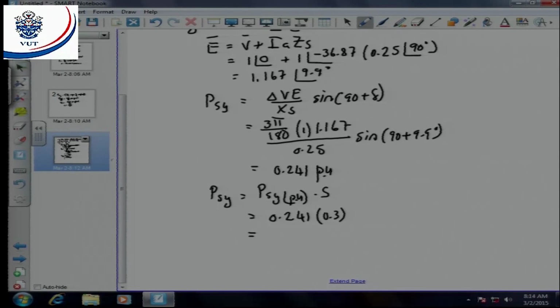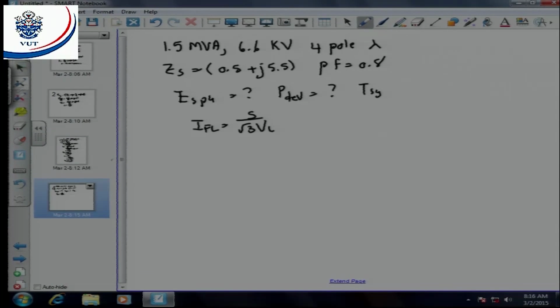First step is to calculate the full load current, that is S divided by square root 3 V line, which is 1500 divided by square root 3 divided by 6,6, gives us a current of 131.22 amps. The base impedance is V over I, all per phase, which is 3810,5 divided by the current, which is 131.22. It gives us an impedance of 29,04 ohms.